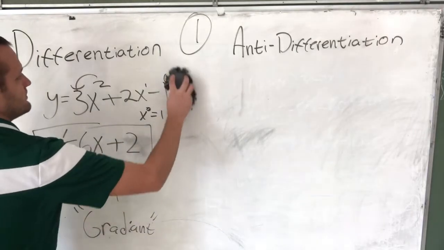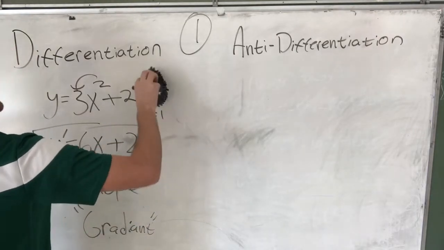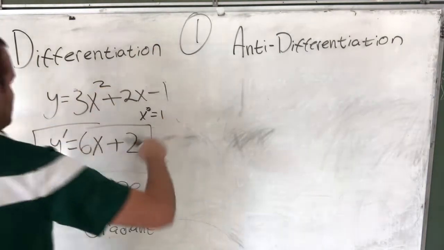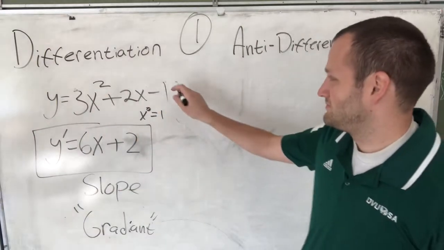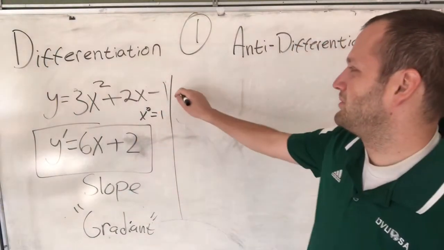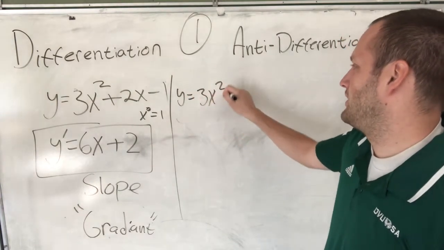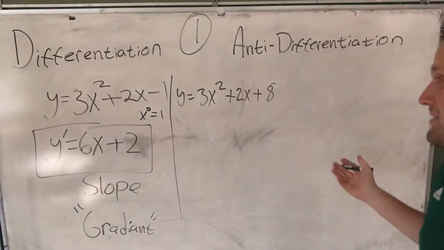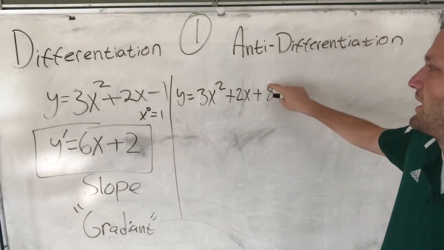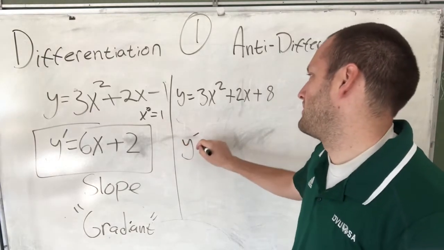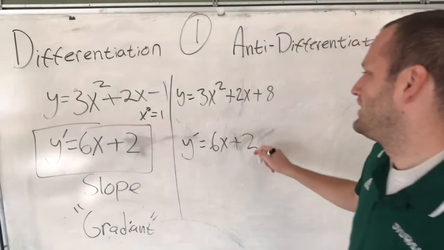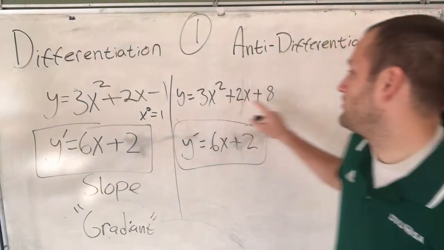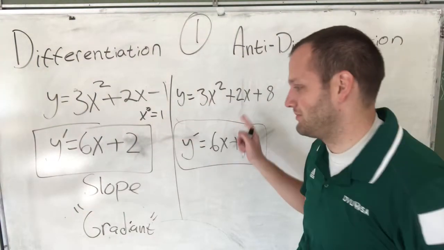Well, that's great, but what if we went backwards? We're going to talk about anti-differentiation. If you're going backwards, y equals 3x squared plus 2x plus 8 is almost the same problem. The only difference is the plus 8, where it crosses the y-axis. When you take the derivative, y prime is 6x plus 2. They have the exact same derivative. It's just where they start that is different. That's the only difference between these two problems.